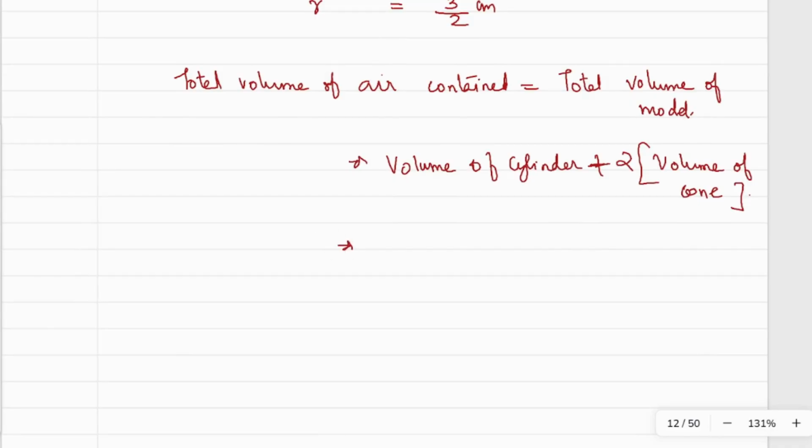Then what is the volume of a cylinder? What's the equation for finding the volume of a cylinder? Pi r square h, plus 2 into what is the volume of a cone? 1 by 3 pi r square H. Here both heights are different, so I am giving them separate letters. In one case I am using the small letter h, and in the other case I am using the capital letter H, because the h of the cylinder as well as the H of the cone is different. Okay, that's why I am using it in that way.